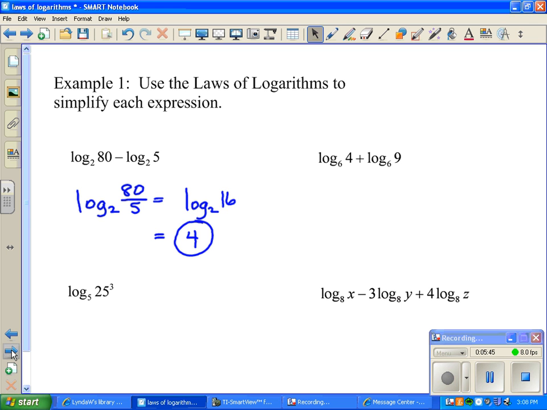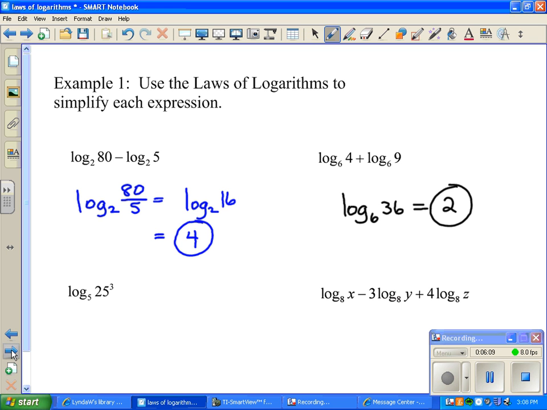Same for the second one. If I'm trying to find log base 6 of 4, I have to think, 6 to what power makes 4? It's not going to be a nice answer. But if I add these two logarithms together and I combine them by multiplying 4 and 9 to make 36, then I just have to think, 6 to what power equals 36? And of course that answer is 2.